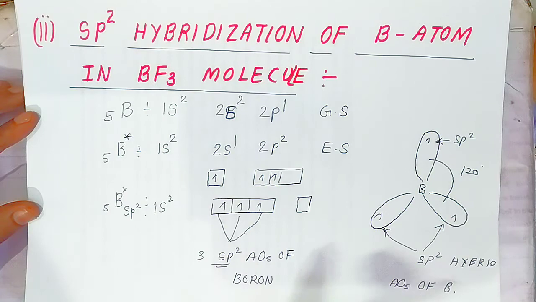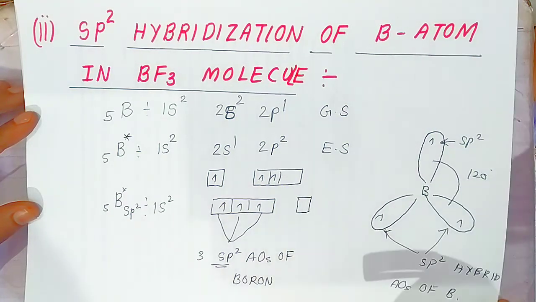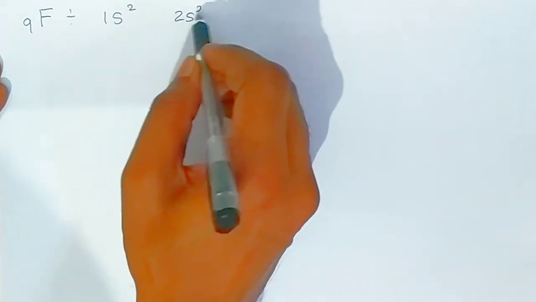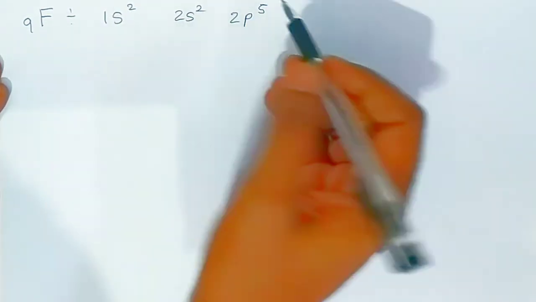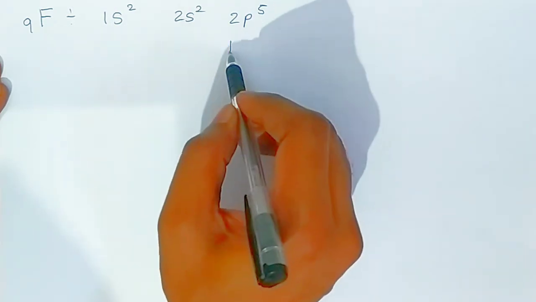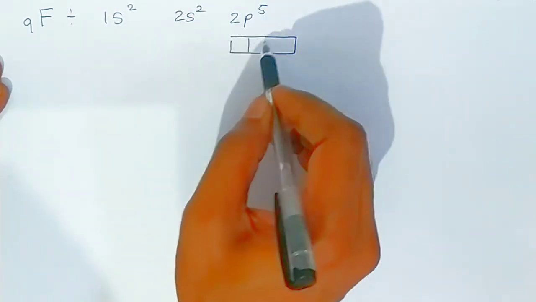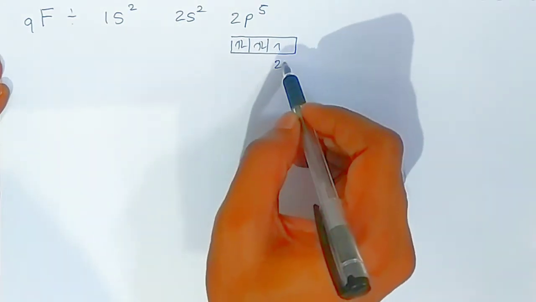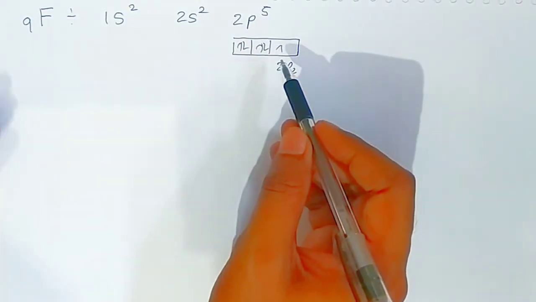Now what happens, students, with fluorine, you know the atomic number is 9. Its electronic configuration is 1s2, 2s2 and 2p5. When you draw the structure, students, 2p5, its 5 electrons will be distributed like this. That means this 2pz orbital is unpaired, and it will participate in the bonding.